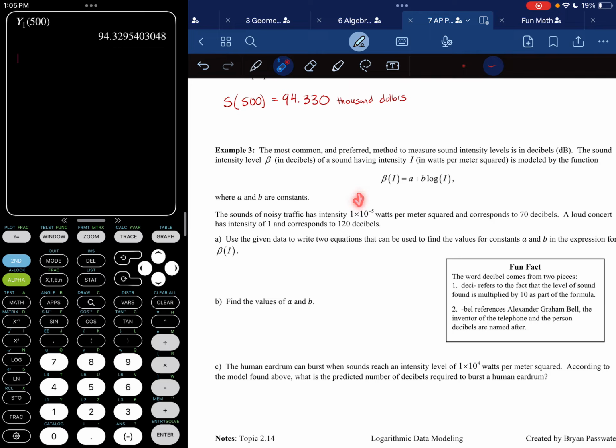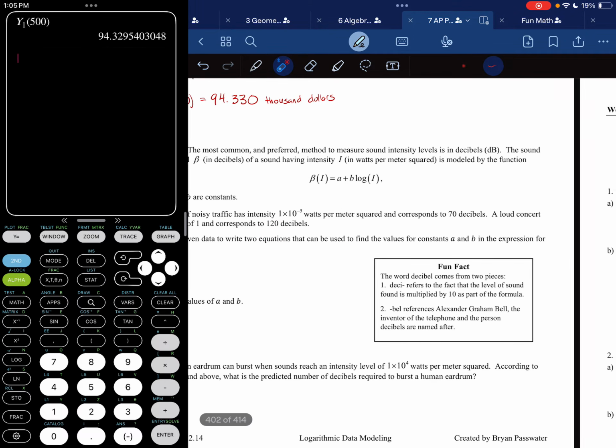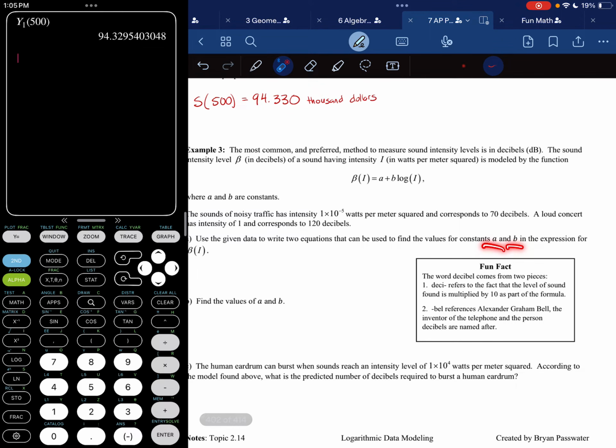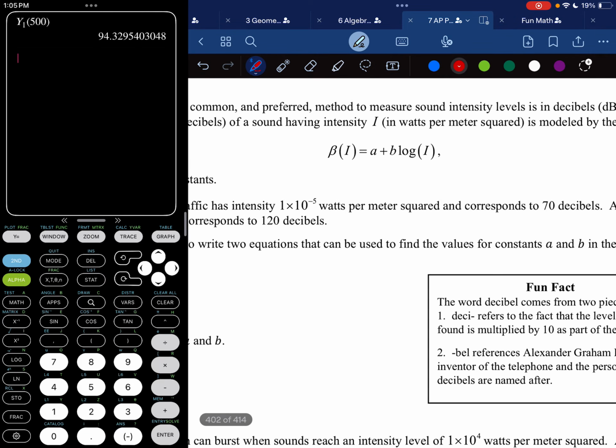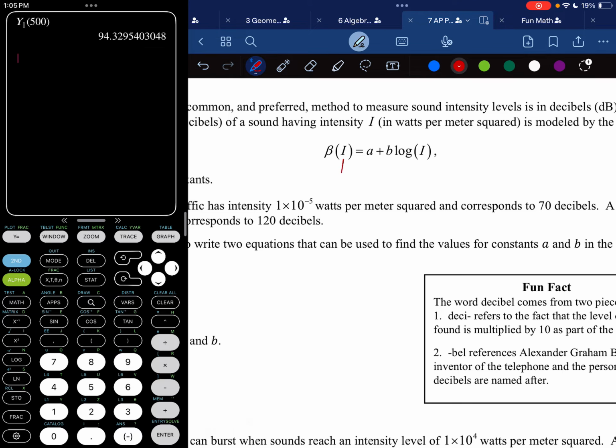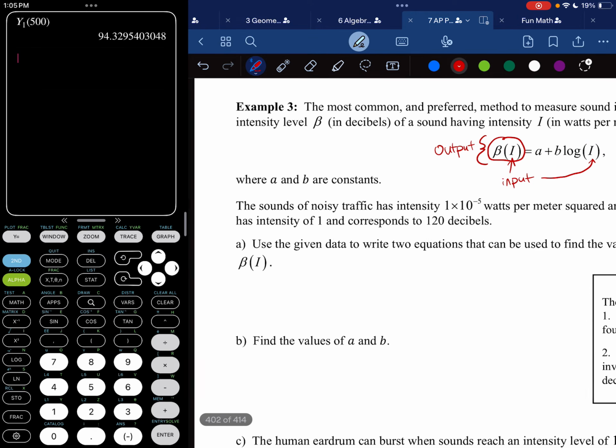Noisy traffic has a sound intensity of 1 times 10 to the negative 5, and that's about 70 decibels. And a loud concert is an intensity of 1 times 10 to the 0, I guess, and that's 120 decibels. Use the given data to write two equations that can be used to find the values for A and B. Okay, so it's very similar to the last question where we just have to set up input and output. Just remember that the input is I. So our input is the intensity.